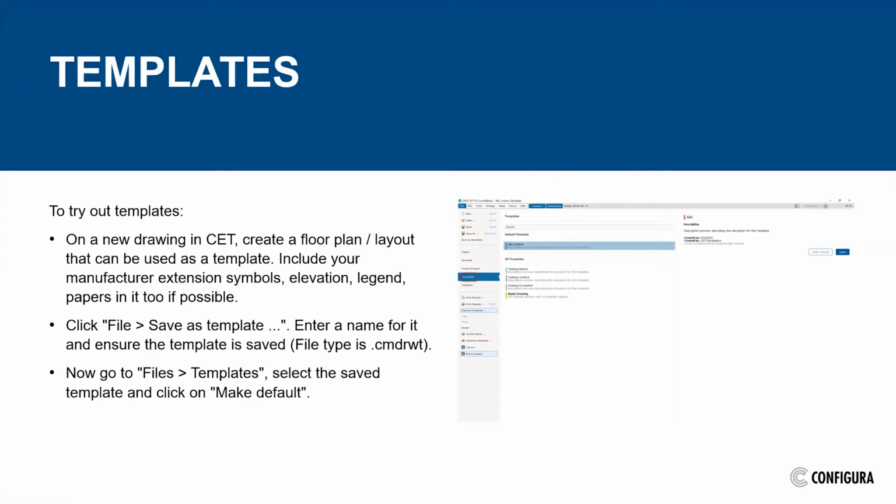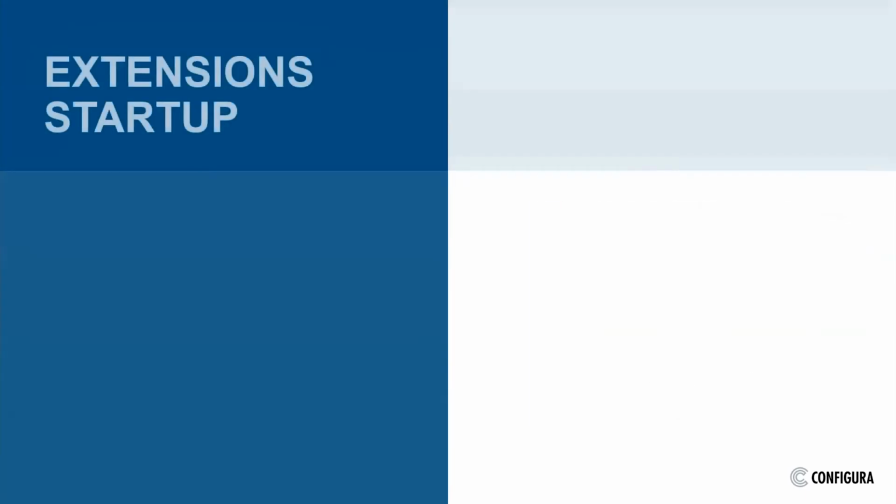Now you can go to Files, Template, and select the saved template and click on Make Default. This button here, Make Default, will turn your saved template into a default template. Then close and relaunch CT again and make sure that CT is started up with the saved template. Alternatively, you can also go to Control Panel Templates to choose the default template that you want. Okay, so that is on templates.